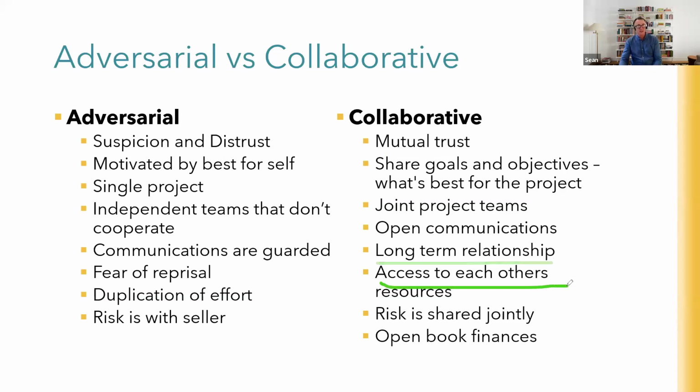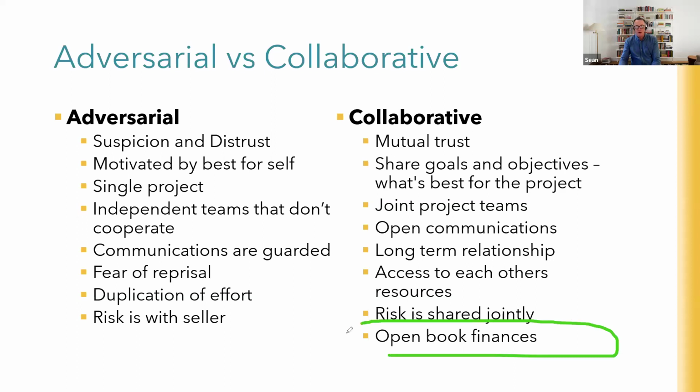You get access to each other's resources. So it's not, these are our machines or our people, they're the project's machines and people. Risk is shared jointly. So you'll often have something like a maximum fixed price, but if you come in under, you both share in it, like 50-50. And if you go over that, you both have to pay. So risk is shared jointly.